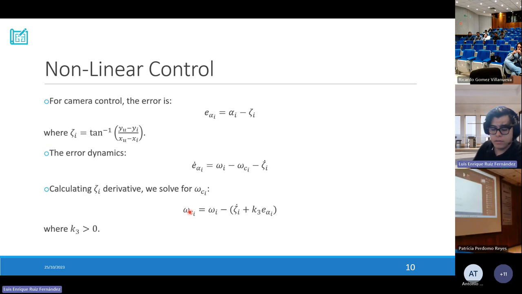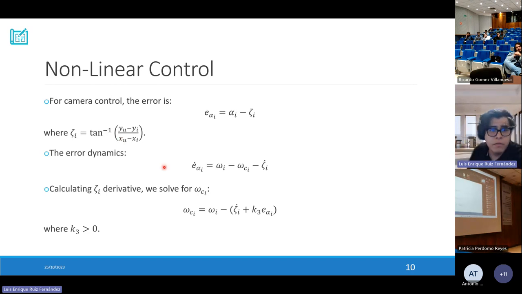So now for the camera, we have this error. The error system is similar to the previous scheme, but with Zeta as the reference. This Zeta is very similar to gamma, but the difference is that now gamma is defined from the user to the robot. Now it is from the robot to the user. So we desire that the robot is always pointing to the user, no?